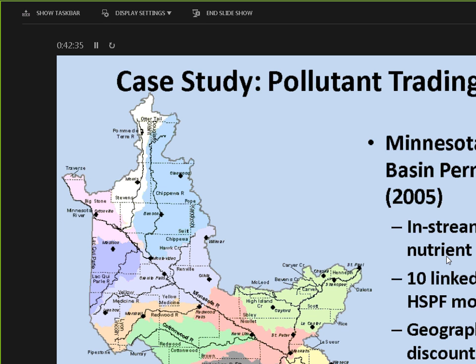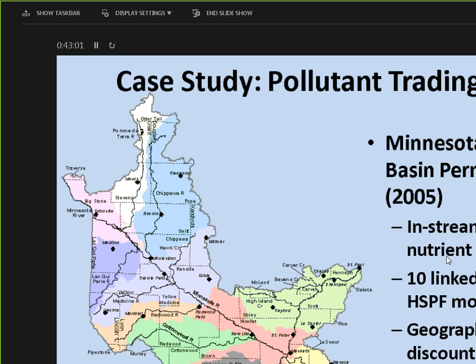But since our endpoint was Jordan, and phosphorus is assimilated along the way, we had to have a trading ratio set up. We used the model for that. So if you think about it, if you dump 100 pounds of phosphorus at Jordan, you have 100 pounds of phosphorus at Jordan. But if you dump it in at Mankato, maybe only 88 of those pounds make it to Jordan, and 12 get eaten up along the way.